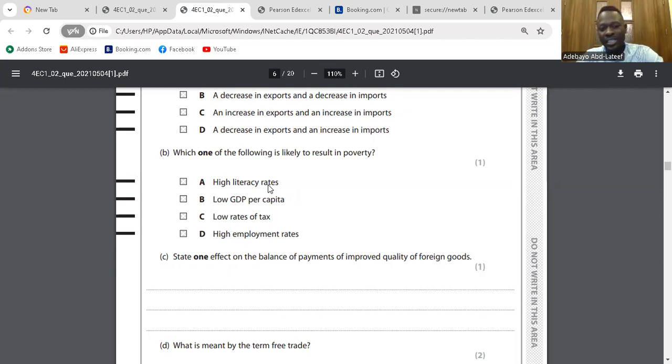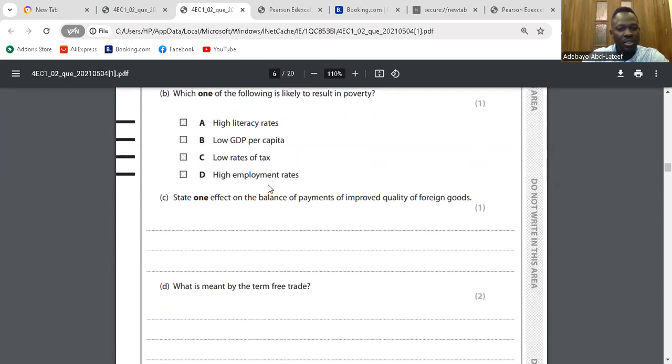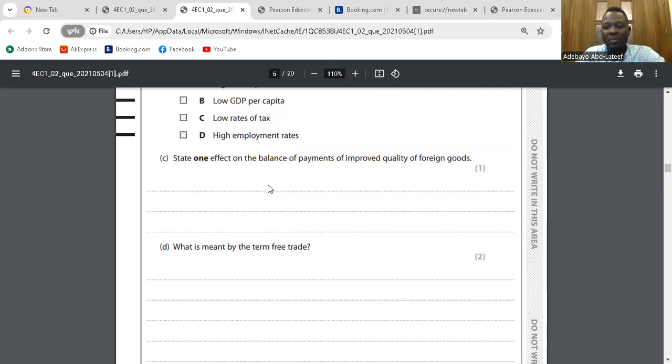and to reduce poverty. So the answer is B. Is it clear? Yeah. So go on to question C. State one effect on the balance of payments of improved quality of foreign goods.